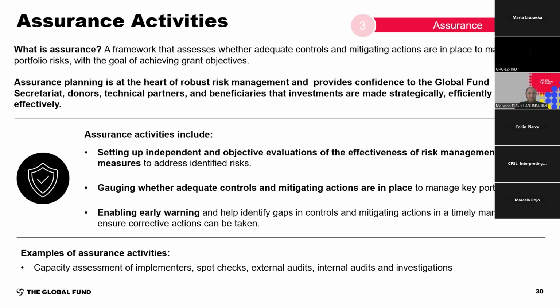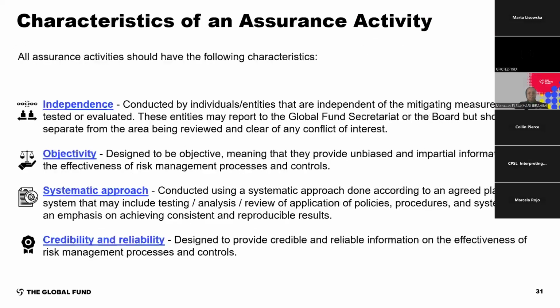In the next slide, you will see the characteristics of an assurance activity. And I'll walk you through each of these, but by using an example to illustrate the importance of each and every one of those 4 items in front of you. So if we are concerned, for example, about the risk of fraud or corruption in one of the countries that we operate in, we need to ensure that the risk management processes and controls in place are effective.